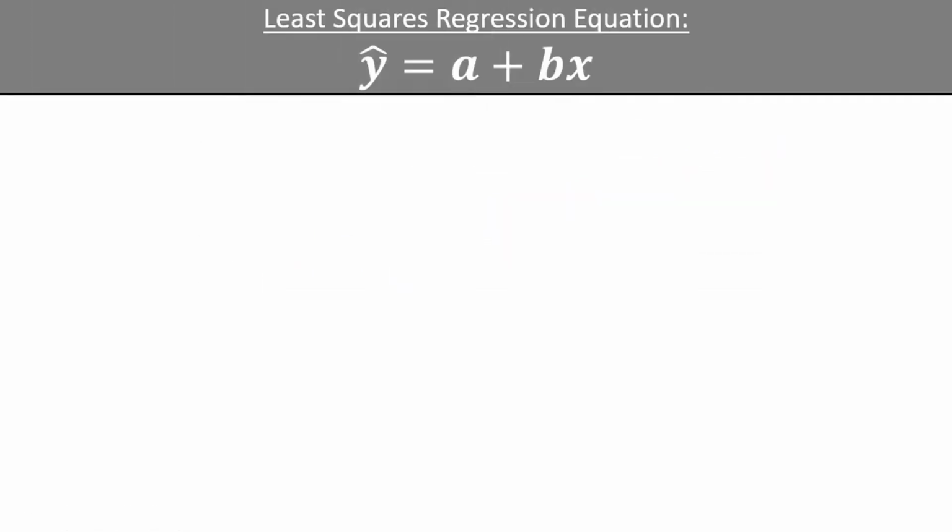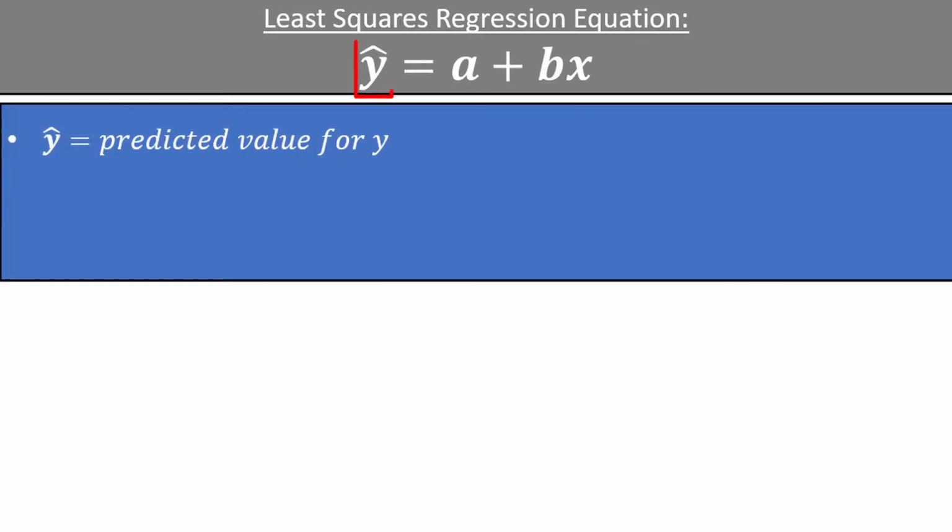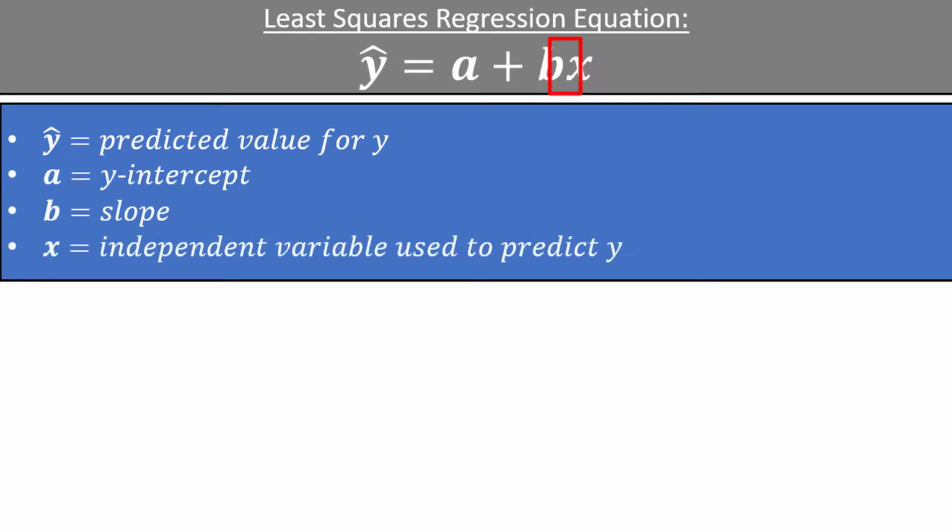The least squares regression equation has the form y hat equals a plus bx. Y hat is the predicted value for y based on the least squares equation. A is the y-intercept and is where the line will intersect the y-axis. B is the slope and represents how much y is predicted to increase for a 1-unit increase in x. X is the independent variable that will be used to predict y.